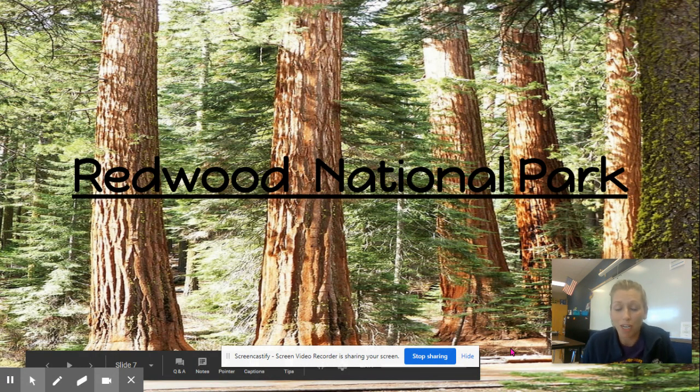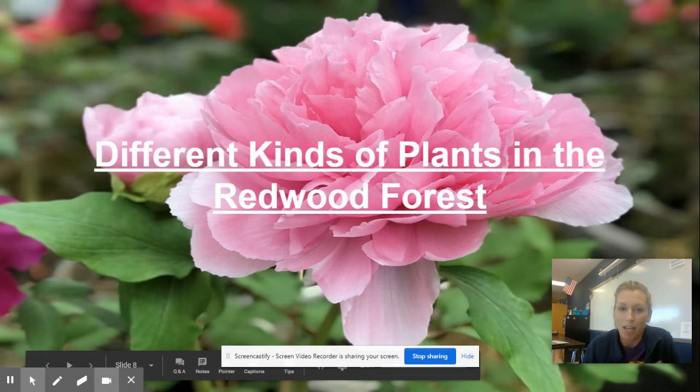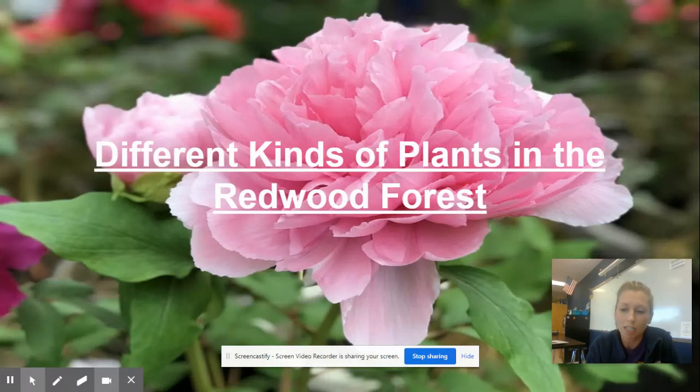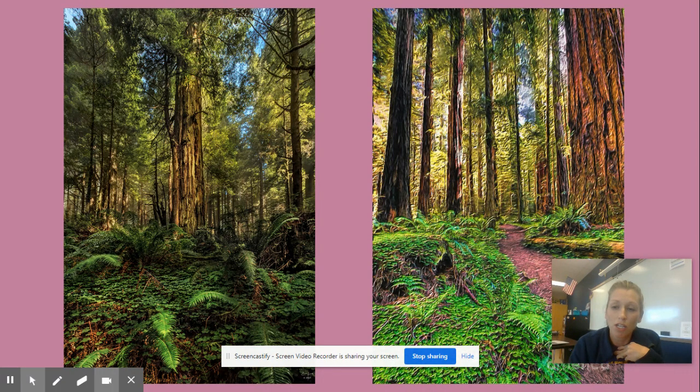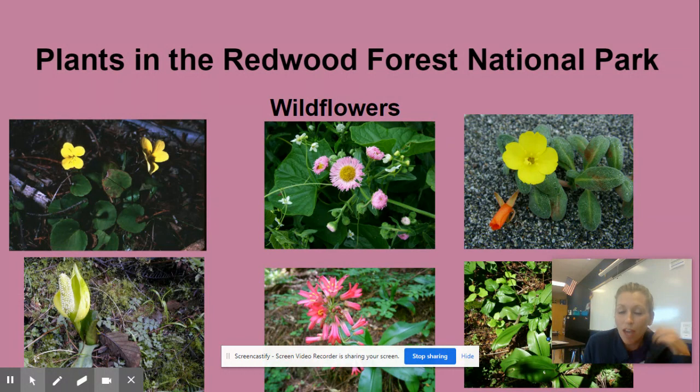Redwood National Forest. I know that last week you talked about the Grand Canyon National Forest, and this week you're talking about the Redwood National Forest. And I know you looked at plants in Arizona, so we're going to take a look at the plants in California. This is just two pictures side by side of the Redwood National Forest. I want you to spend a minute looking at the plants. These are also some of the other plants you can find in the Redwood National Forest.